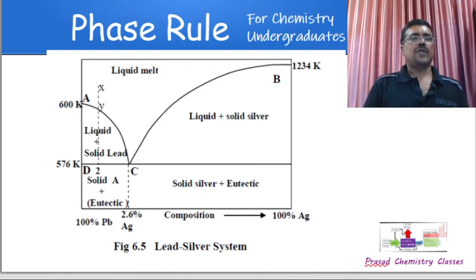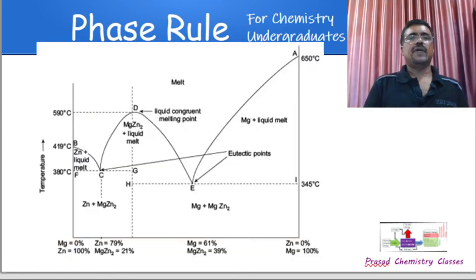That silver is a simple eutectic. Okay, fine. This is the magnesium zinc system. That is an example of a system in which we have a congruent melting compound. MgZn2 is formed. Right? Magnesium, here we have zinc, 100% zinc. Right? This corresponds to the MgZn2 formula.